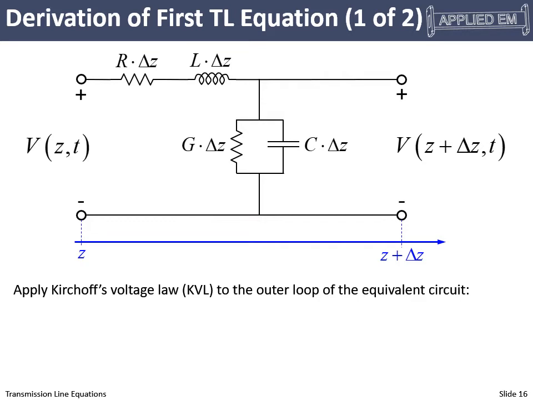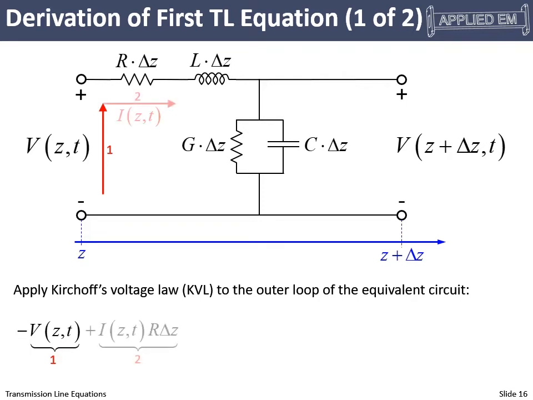So let's go ahead and look at this one term at a time. Starting here, if we're writing Kirchhoff's voltage law, we're working upward. The first sign we see is a negative sign, so we write negative V of Z, T, and that's our first element. If we keep going, now we cross our resistor, and the current through it will be some I at Z, T. So the voltage across that resistor, we have a positive sign, the current times the resistance, which is R times delta Z.